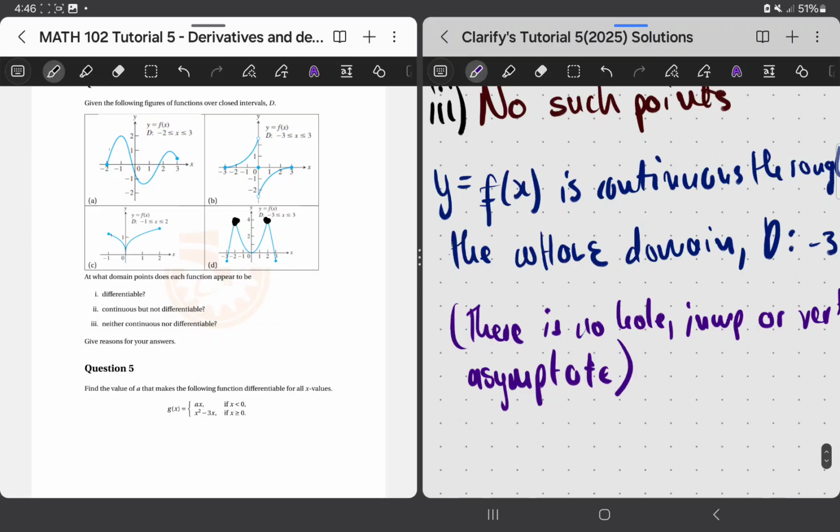Because we've just proved that it is continuous everywhere, so no such point will ever be found where it is not continuous and also not differentiable. Because we have already established the continuity, we don't even try to check the differentiability. This is done. Now we can go to question 5.